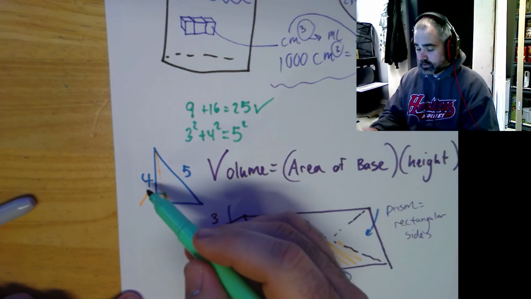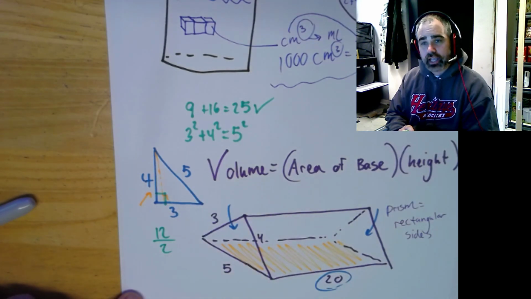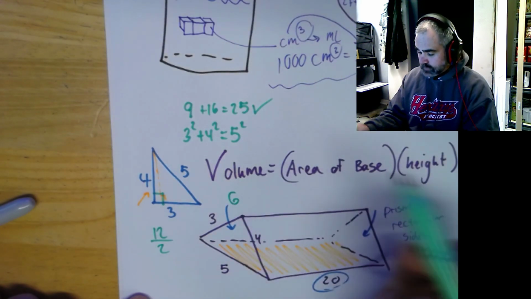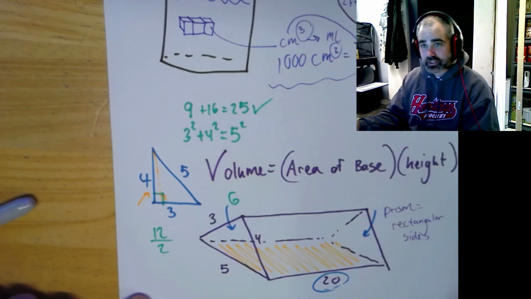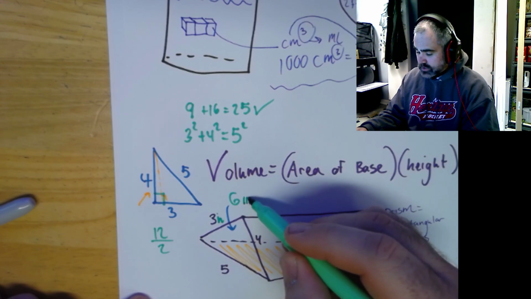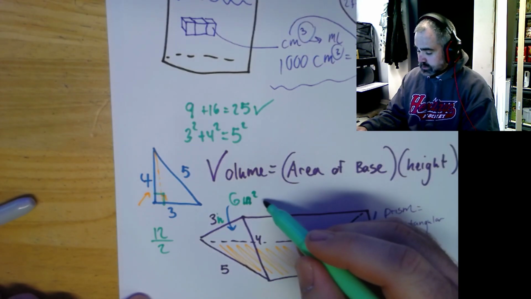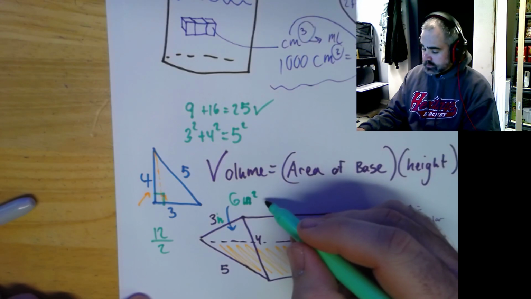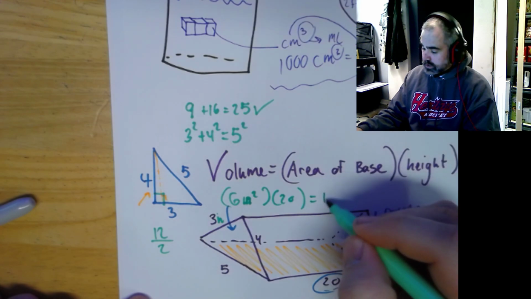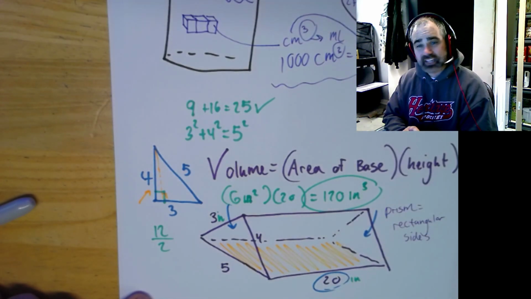Since that's exactly true, that means this has to be a right triangle and I don't have to do any extra work. So I do base times height. 4 times 3 is 12. Divide by 2 to find the area. The area of the base is 6. And I didn't give you units again because I'm a terrible teacher. So let's say these are inches. So this is going to be 6 square inches for the base. And we're going to multiply times 20 inches. So 6 times 20 is going to give you 120 cubic inches.